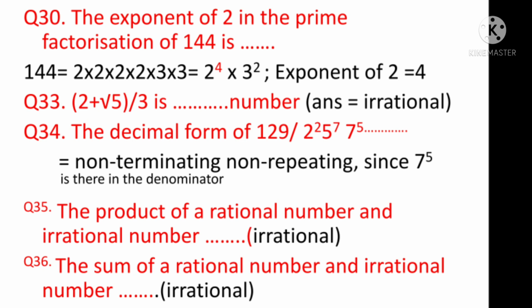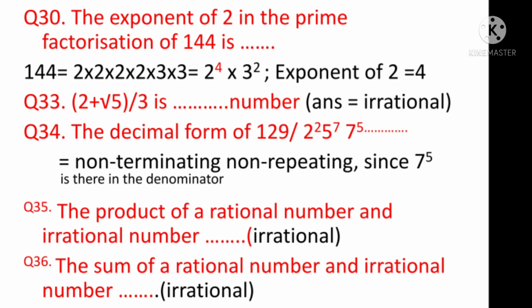Now you see question number 34. The decimal form of 129 divided by 2² × 5⁷ × 7⁵. It is clearly evident that 7⁵ is there, so it will be non-terminating, non-repeating.